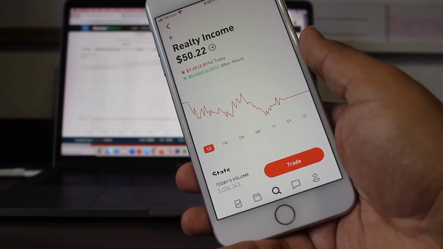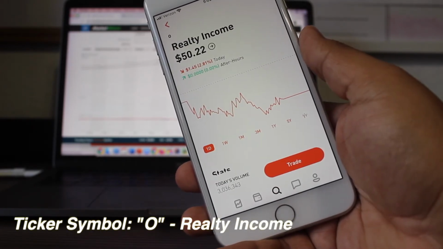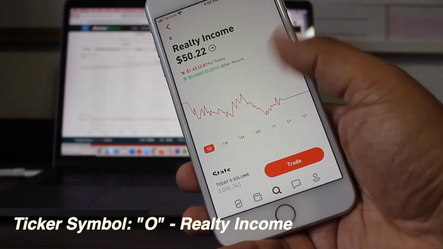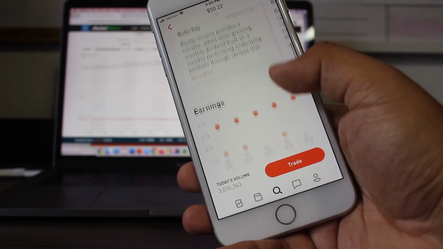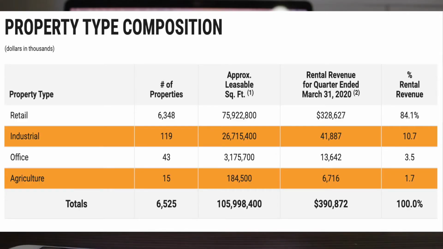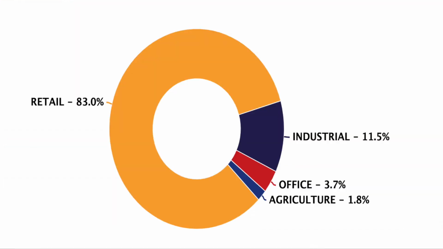So here I just have one example, which is ticker symbol O and known as Realty Income. Realty Income is essentially a real estate investment trust that invests in single-tenant commercial properties in the United States, Puerto Rico, and the United Kingdom. So as you can see here on the screenshot, here's the property type composition, which is broken down into retail, industrial, office, and agricultural. This shows how the REIT is composed of with its different property types. And as we can see from the circle chart, this fund is composed of 83% retail properties, 11.5% industrial properties, 3.7% office properties, and 1.8% agricultural properties, which shows that you do get property diversification through this fund.